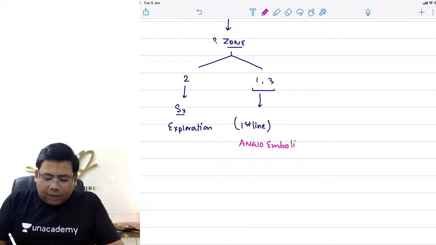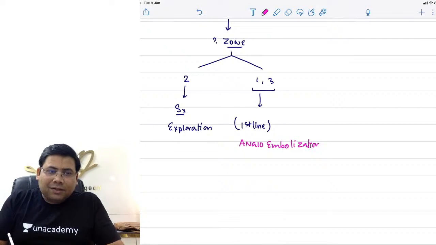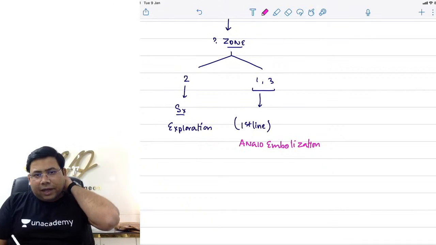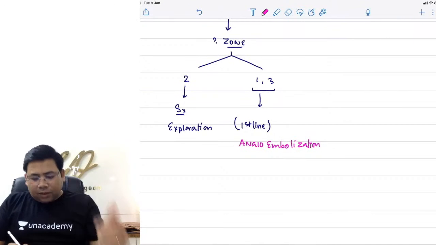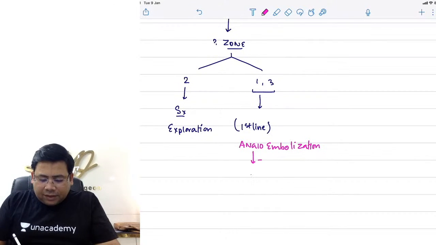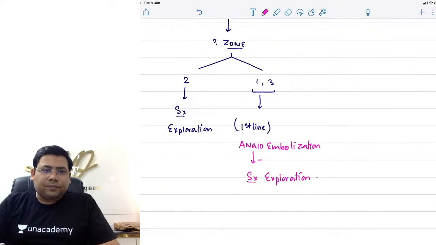Angioembolization. And once this angioembolization is successful, it's done. But if the angioembolization fails, then you have no option other than going for surgical exploration. Are you getting this? Surgical exploration.